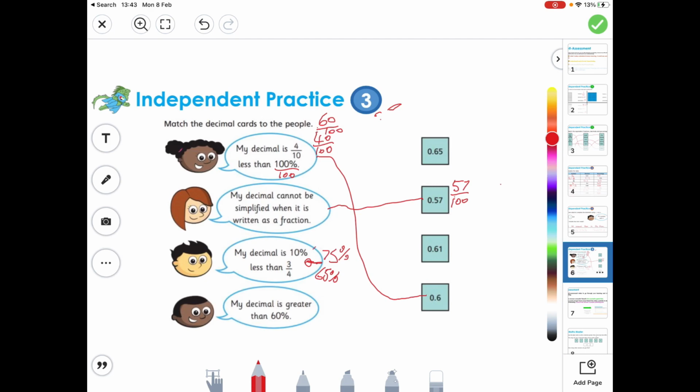Is there 0.65? Yes, it's the one at the top. So this must be the last one.